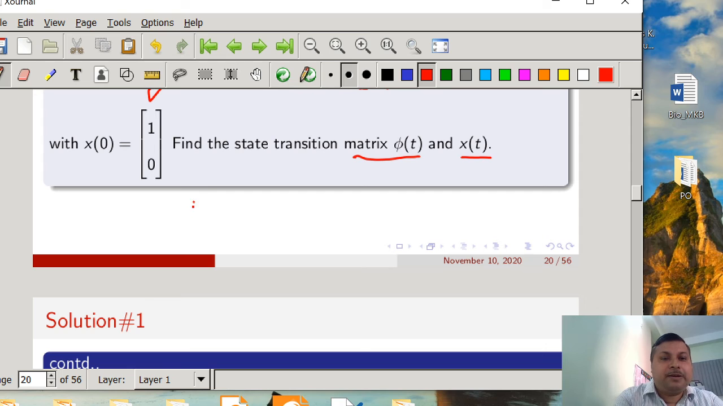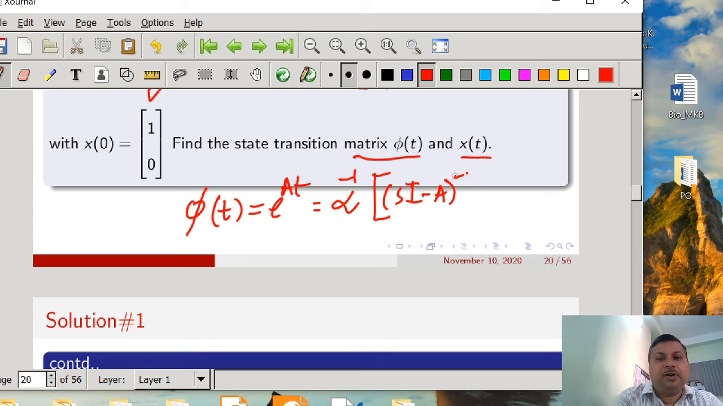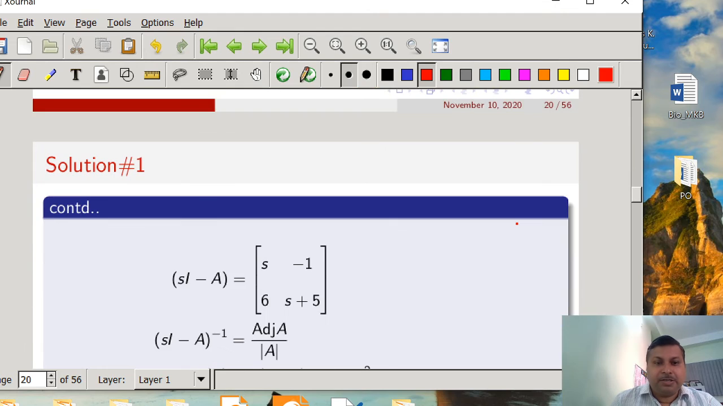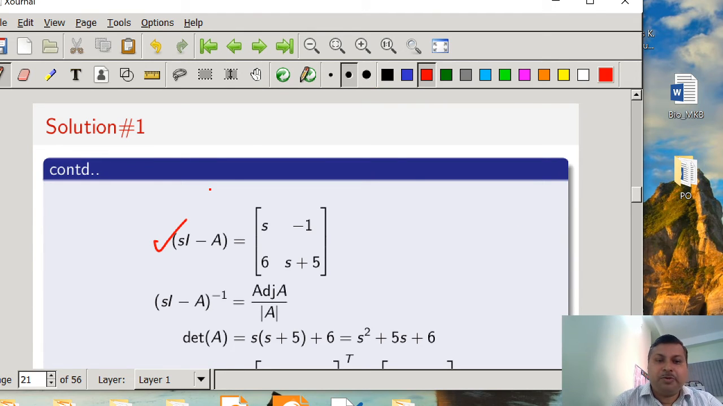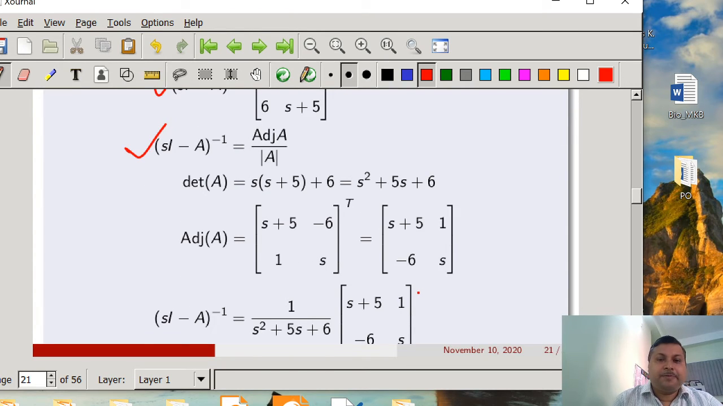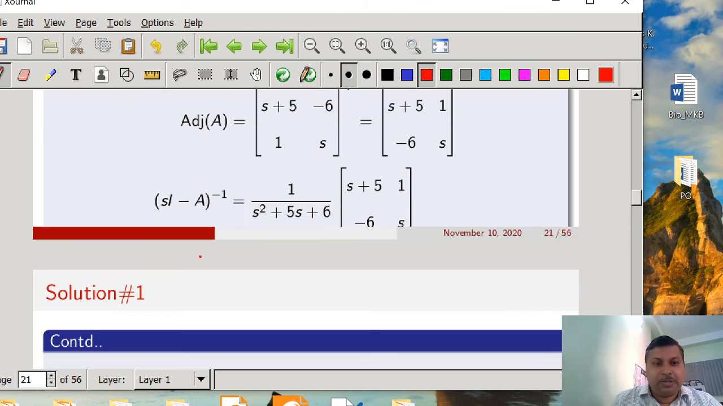Now the formula is that using the Laplace transform approach, phi of t or e to the power At, we have to compute the Laplace inverse of (sI minus A) inverse. Okay, so first of all, let us see what (sI minus A) inverse is. That is why first sI minus A is computed, then (sI minus A) inverse is also computed. Okay, so (sI minus A) inverse is ultimately 1 by (s square plus 5s plus 6) times the matrix [s plus 5, 1; minus 6, s]. Now we want to take the inverse Laplace transform of this expression.